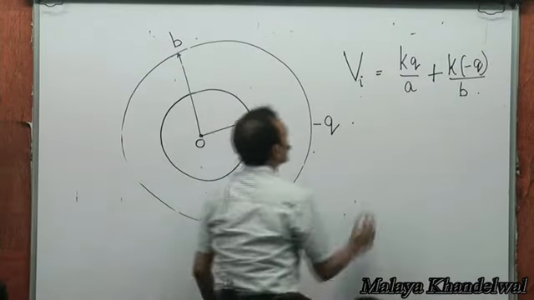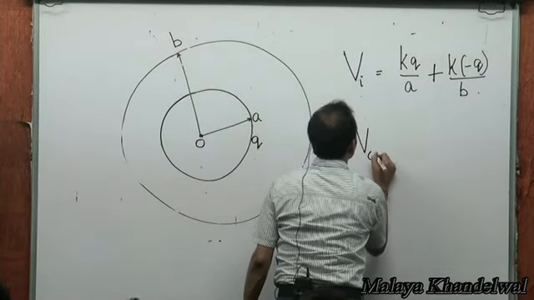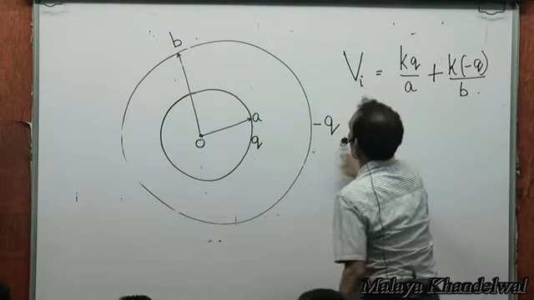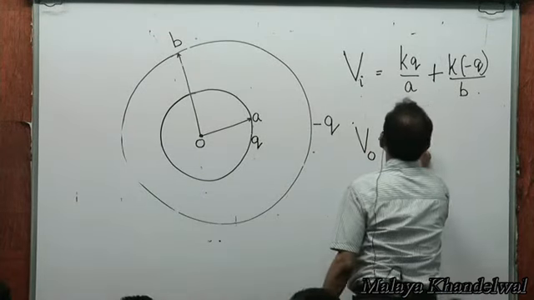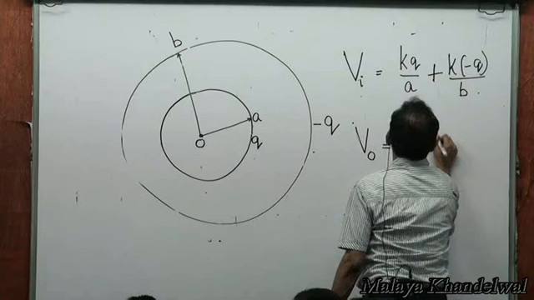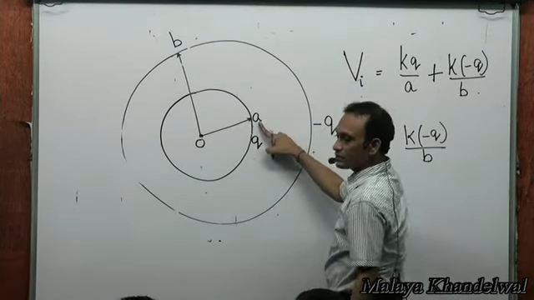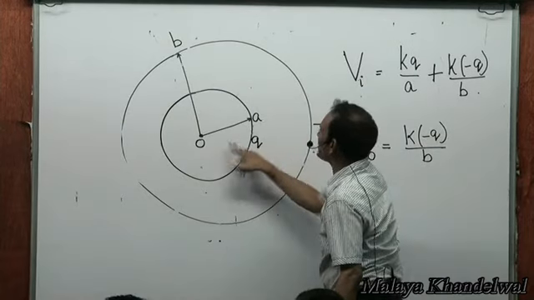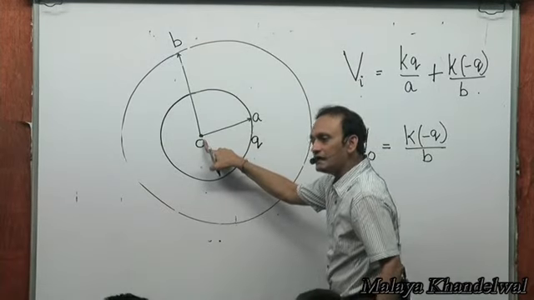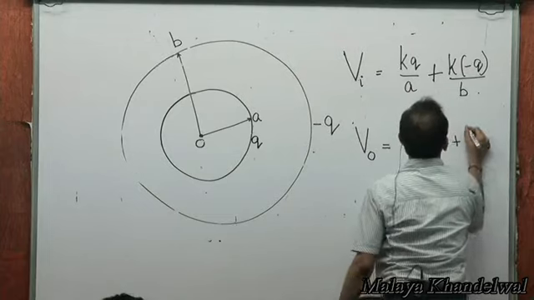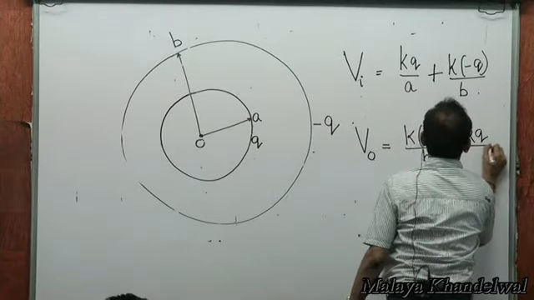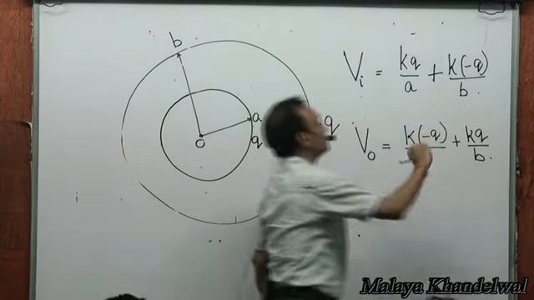What is the potential on the outer surface? Because of its own charge, K minus Q divided by B. Because of this, for all points outside, I can imagine this Q to be concentrated at the center, so KQ divided by B. Yes or no?